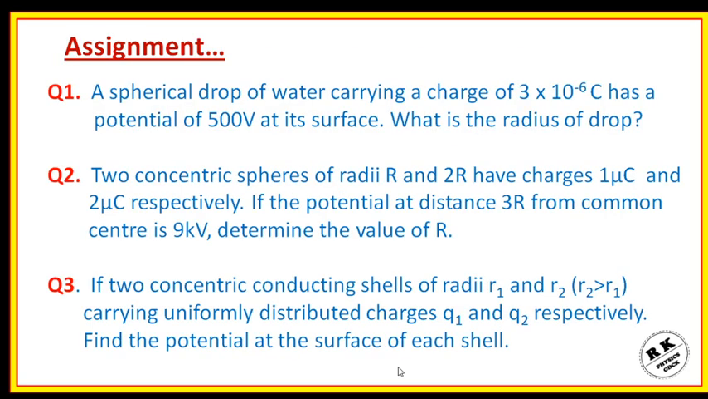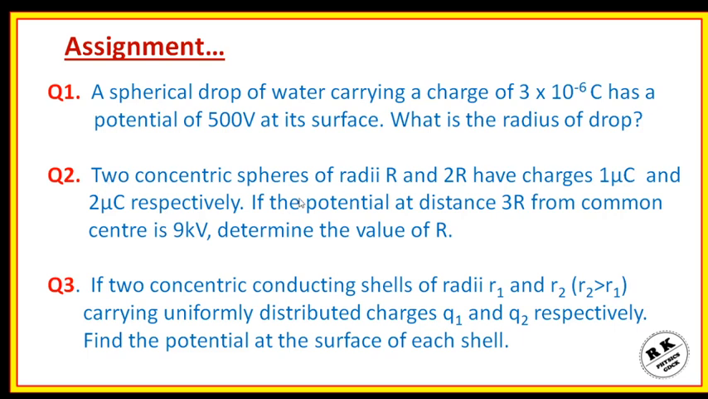Assignment, first one: a spherical drop of water carrying a charge of 3 times 10 raised to minus 6 coulomb has a potential of 500 volts at its surface. What is the radius of the drop? It is similar to the previous one. In the previous case, radius is given and potential is asked. Now here, in the first problem, potential is given and you are supposed to find the radius. Same formula you will apply. You can do it very simply.